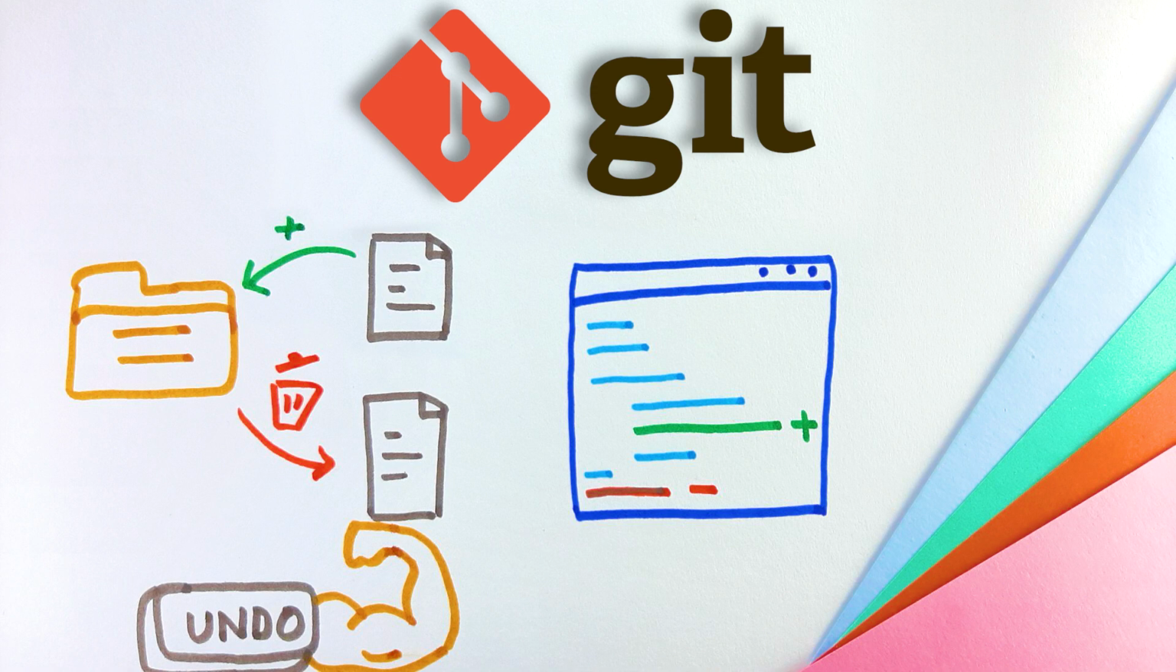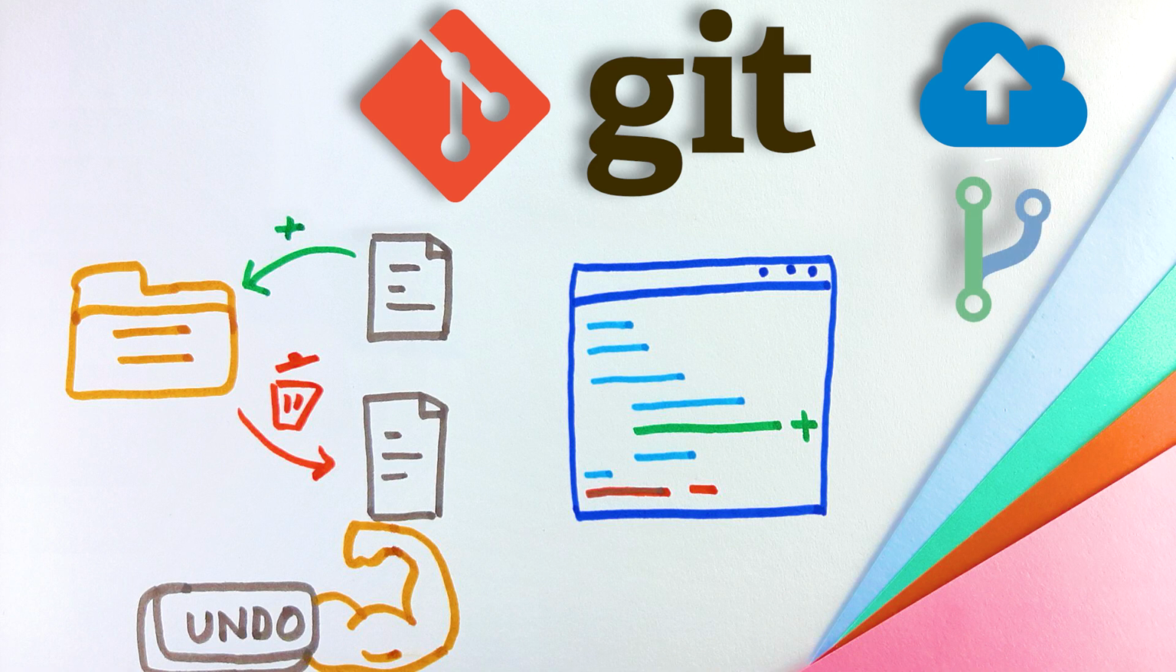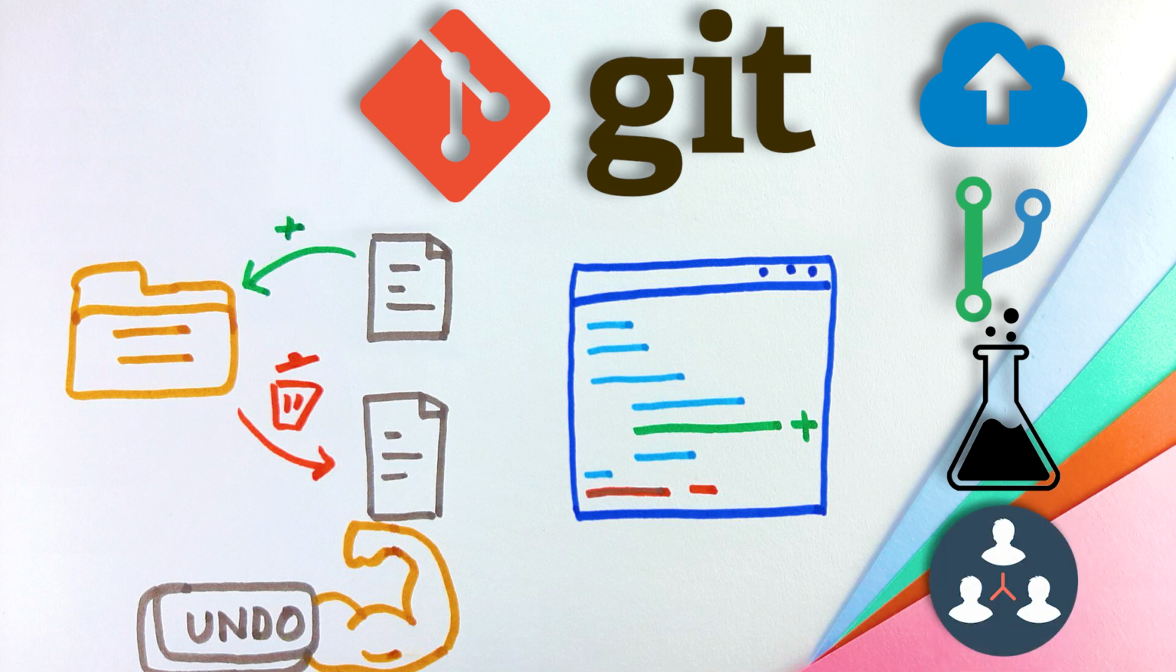Along with version control, Git allows you to make backups, maintain different versions of the same code. It allows you to test and experiment without affecting the actual project. It allows multiple people to work on the same project at the same time, and so much more. We will be exploring some of those features in this video to help you get started.